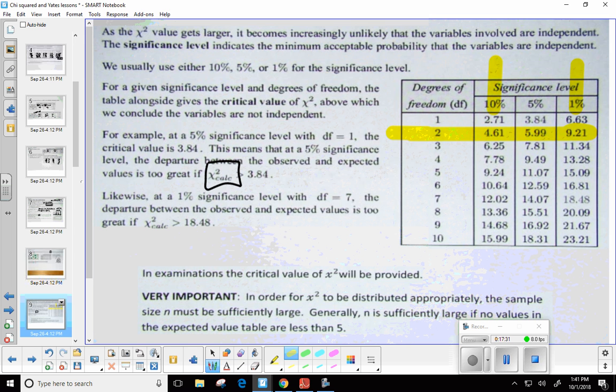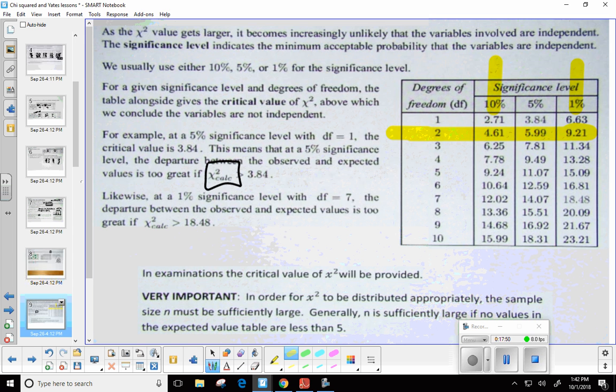And that's sometimes what will happen. Sometimes the problem will actually just go ahead and give you the DF, even though it's very easy to calculate. Sometimes it'll just go ahead and give you the significance level. But on the exam, they have to give you that information, because there's no way we're going to remember this table.